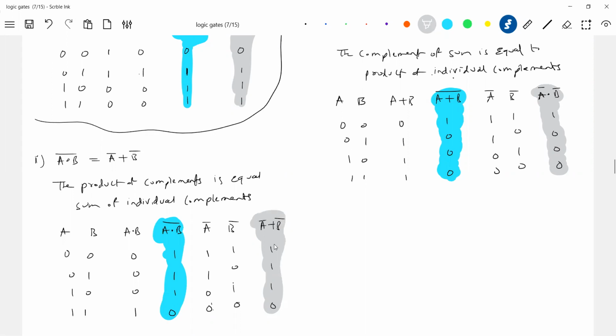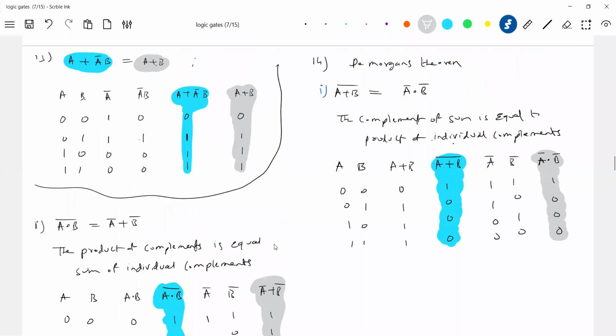These are all identities. I think almost 14 identities I gave. So they are going to help us in solving the numericals, called Boolean algebra.